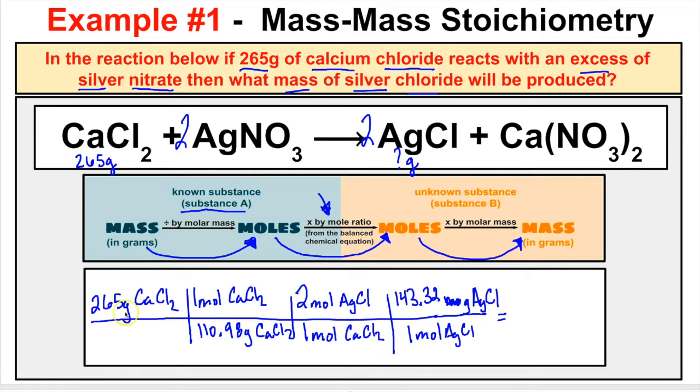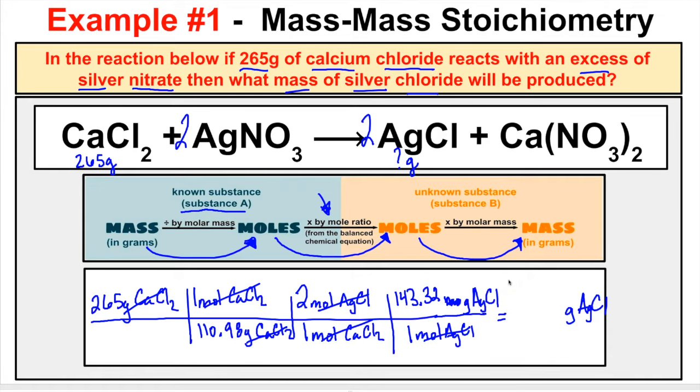Now let's take a look at what cancels. We have grams of calcium chloride on top and bottom. They will cancel. Moles of calcium chloride on top and bottom. They will cancel. Moles of silver chloride on top and bottom. They will cancel, leaving us with grams of AgCl, which is what we were trying to find.